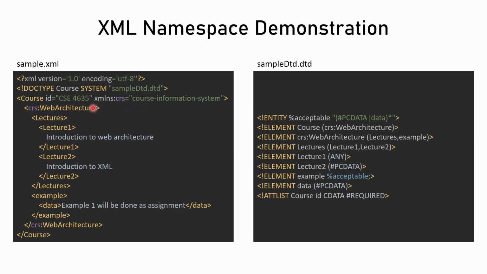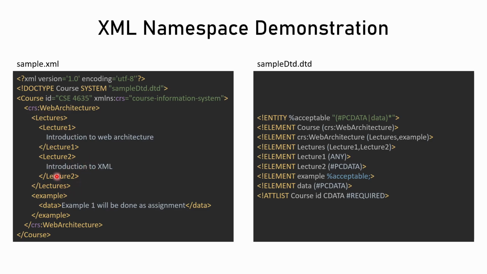Essentially, what we mean by this is that we are defining a namespace by using the XMLNS keyword. Okay, and in this case, we have defined a prefix called CRS, and this CRS is essentially referencing the namespace course information system. Now, since we have defined this namespace inside our root element, we can use this namespace across all the other elements in our XML file. So as you can see, we have used the CRS namespace for our web architecture element. And if we wanted, we could have used it for other elements as well.